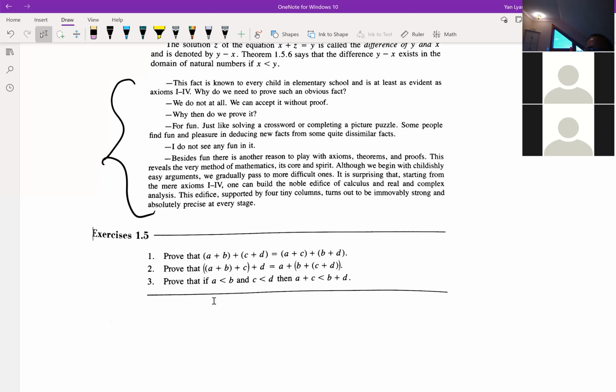Anybody want to take a stab at number three? How about you all try one, two, and three? So you've got a is less than b, c is less than d, and then prove that a plus c is less than b plus d.